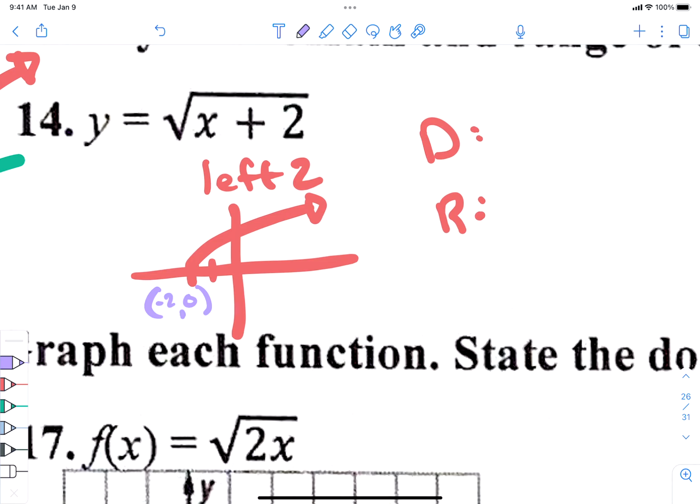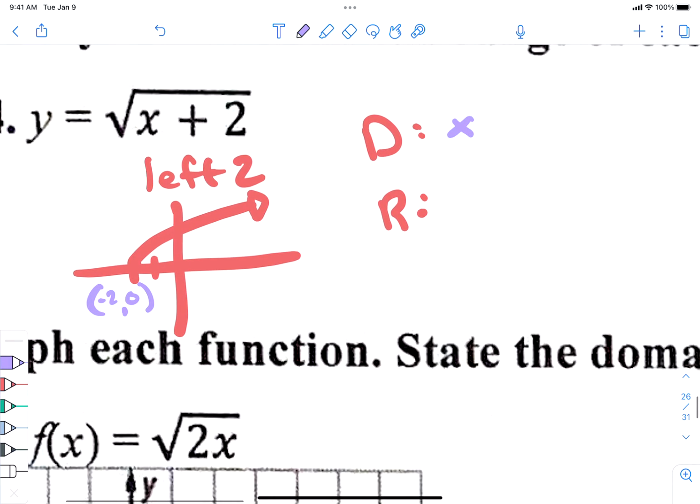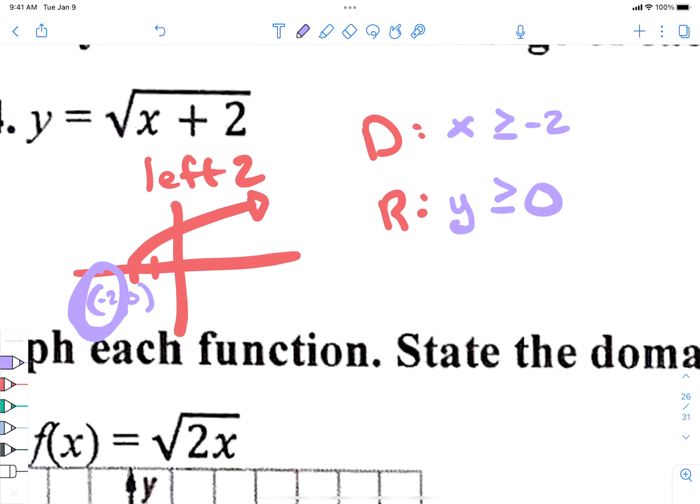So for domain, it goes left and right. Okay, he's not going to go left forever, but he is going to go to the right forever. X's have to be what? Greater than or equal to negative 2, because that's the x coordinate, right? Okay, the range, those are going to be just y's that are greater than or equal to 0, exactly.